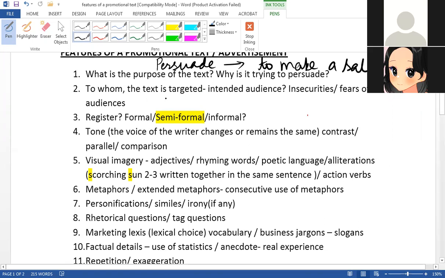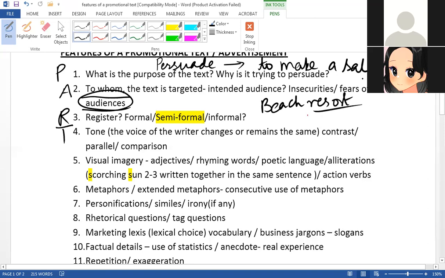To whom is the text targeted? That means I need to talk about my audience. Purpose, audience, register, tone. Yesterday I talked about this acronym also. So who are my audience? Let's say I need to go to a beach resort. Can you tell me a beach resort is perfect for what type of people? You tell me. Beach resort, what type of people?